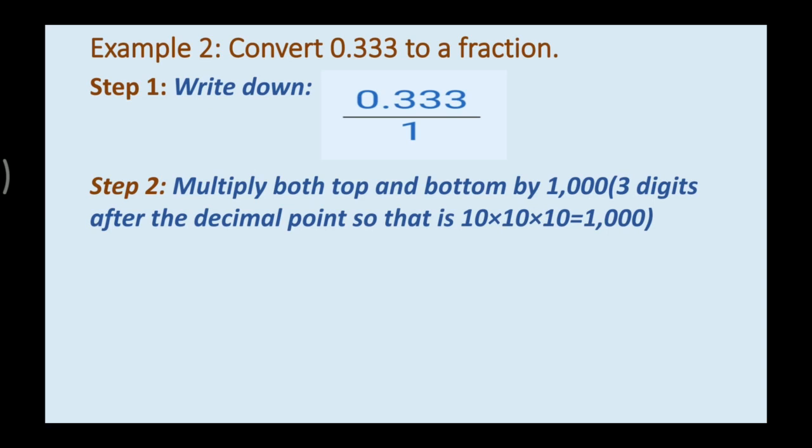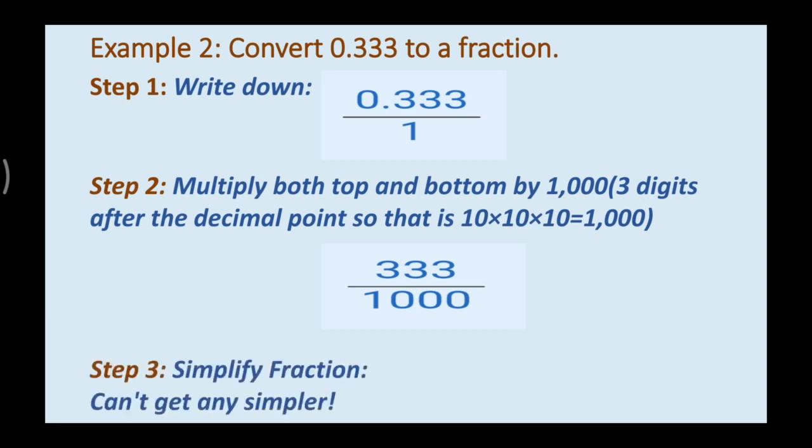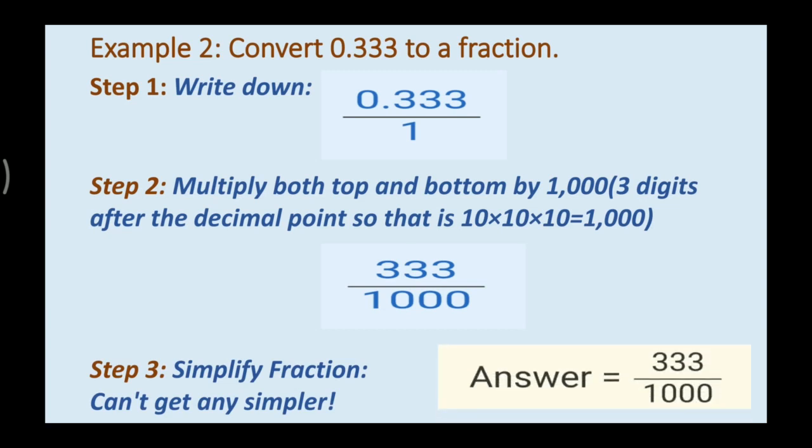So why is it 1000 here? Yes, 3 digits after the decimal point, so that is 10 into 10 into 10 which is equal to 1000, so that you get 333 divided by 1000. So what is your third step? Third step is simplify the fraction. But can you simplify it further? It can't get any simpler. So your answer would be 333 divided by 1000.